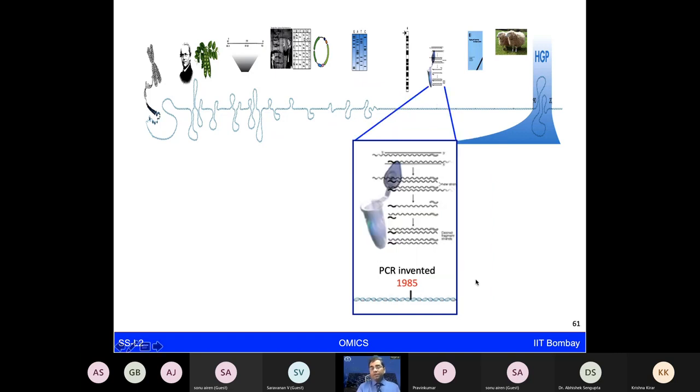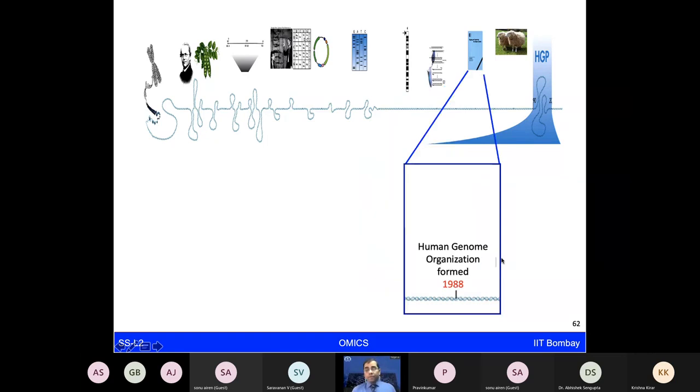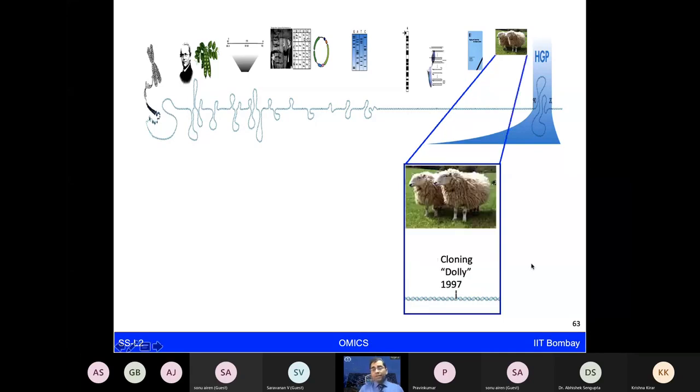Then we had the polymerase chain reaction, a process which can take a small amount of DNA and amplify it to make a large amount of DNA, invented in 1985. You hear about all kinds of criminal issues and crimes where PCR is being used to amplify the DNA. Then the Human Genome Organization was formed in 1980 to look at all the genes which make the human body, because so far we still did not have information for all the human genes.